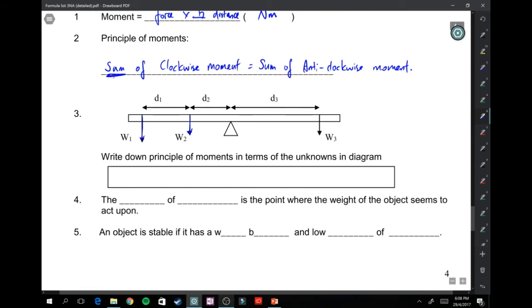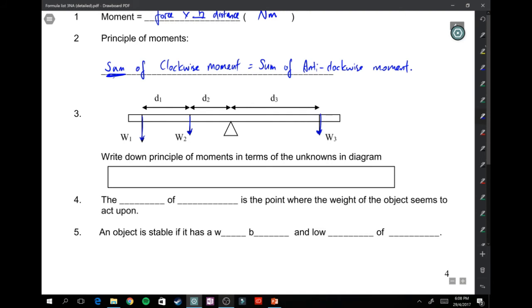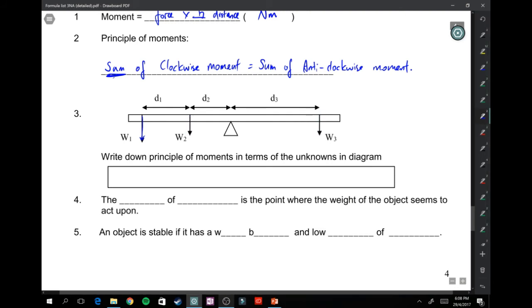does this force cause a clockwise or anti-clockwise moment. So we identify each of the three, and I'm going to use a different color for each of them. So for W1, I'll use blue. How do I know if it is a clockwise or anti-clockwise moment? I'll follow the arrow, identify the pivot. This is the pivot.